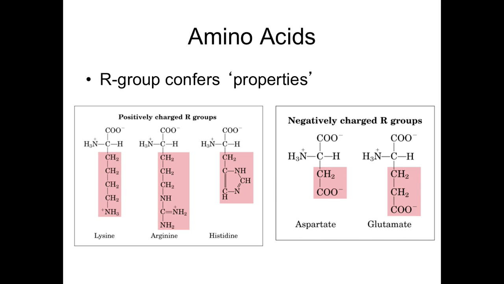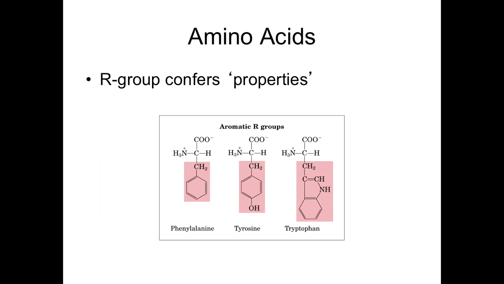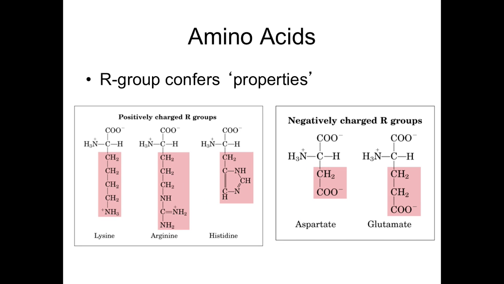You have charged R groups. These are the positively charged R groups. You can see the positive charge on the amine down here. These are the negatively charged R groups. They're carboxylic acids. Sometimes you see these instead of as aspartate or glutamate, you'll see these as aspartic acid or glutamic acid. Okay, so just be aware of that.